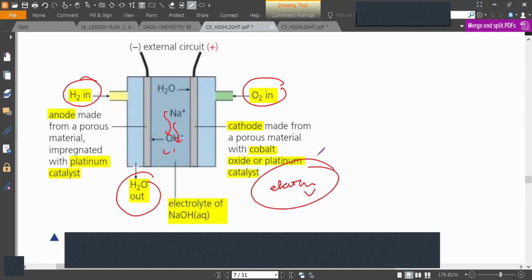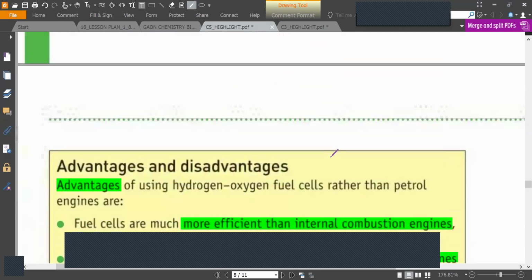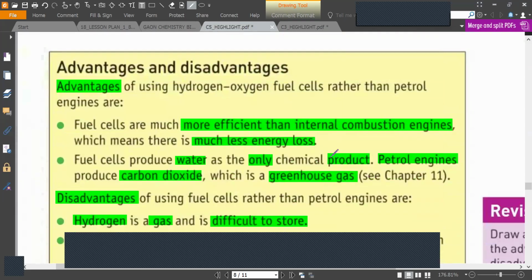But there are advantages and disadvantages. Advantages: more efficient, less energy loss because it's not doing combustion. Water is the only product. It does not produce carbon dioxide as a greenhouse gas, so it's environmentally friendly.